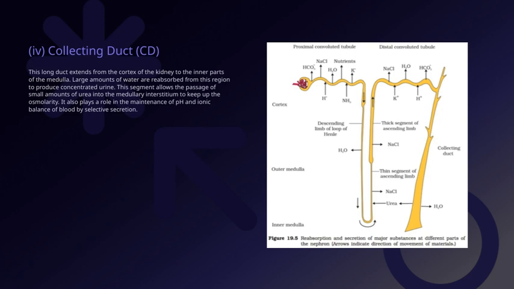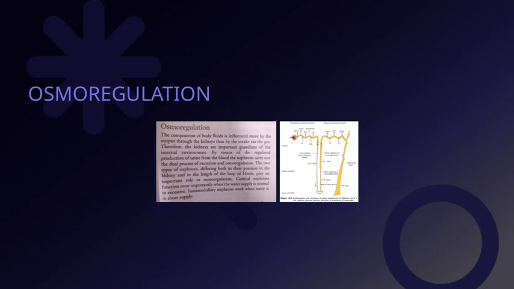Additionally, the collecting duct is involved in maintaining the pH and ionic balance of the blood. It does this through a selective secretion process, which helps regulate the levels of ions like hydrogen and potassium, contributing to overall homeostasis. So, in summary, the collecting duct is vital for water conservation, osmolarity regulation, and maintaining blood pH and ionic balance, highlighting its central role in the kidney's function within the broader context of fluid and electrolyte regulation in the body.